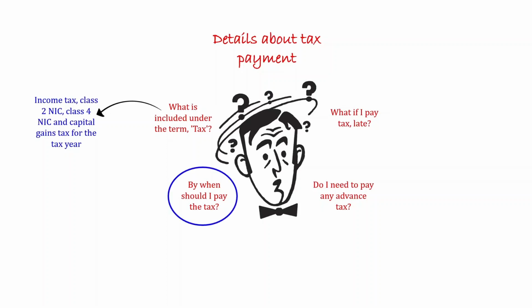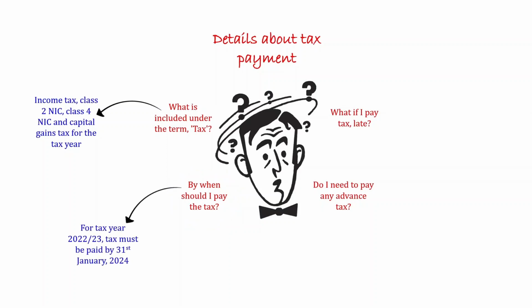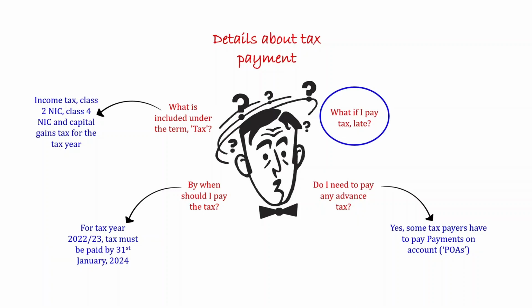The next question, by when should I pay the tax? Means the last date of tax payment. For tax year 2023, tax must be paid by 31st January 2024. Next question, do I need to pay any advance tax? The answer is yes. In case of some taxpayers, payments on account, that is POA, are required to be paid. And last question, what if I pay tax late? It has a simple answer. You will have to pay a penalty for late payment.